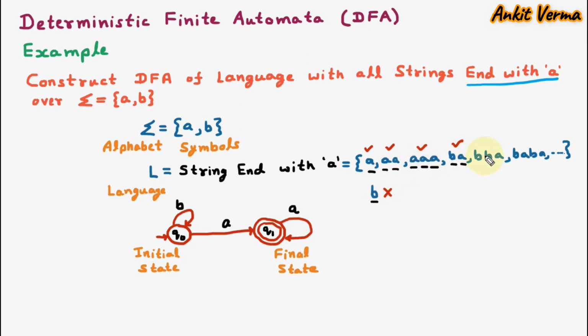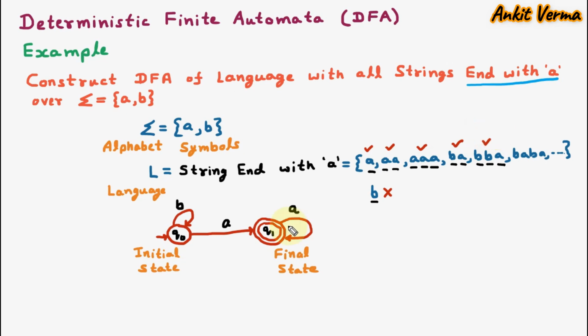We are checking one more string. Let us suppose B comes. From Q0, the initial state, when B comes, with the self loop we come back. Then the next B comes, so again we come back to Q0, and when A comes, we move to Q1, which is the final state. So after processing the complete string, we are on the final state. When we are on the final state after processing the string, that means it is accepted by the DFA.